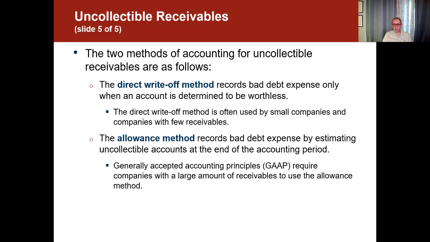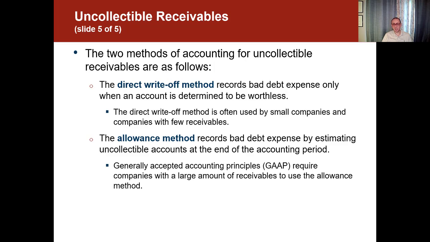So the direct write-off method records bad debt expense only when an account is determined to be worthless. So when we know that we cannot collect this balance, we record the bad debt expense. The direct write-off method is often used by small companies and companies with few receivables. And in this case, GAAP would let it go, would accept it. If you're a small business and you don't have a lot of accounts receivable balances, then you can use the direct write-off method.